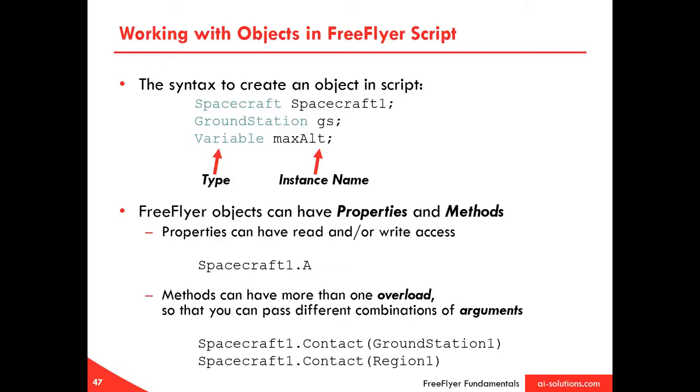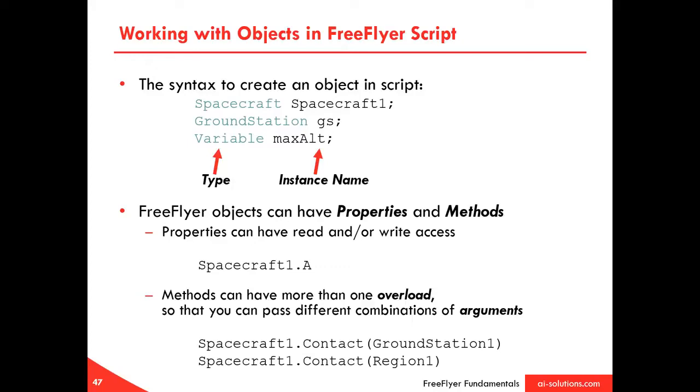Once you've created your FreeFlyer objects, you'll see that they can have properties and methods that are associated with them. An example of a property is the spacecraft.a property, which gives you read and write access to the spacecraft's semi-major axis. An example of a method is the spacecraft.contact method.